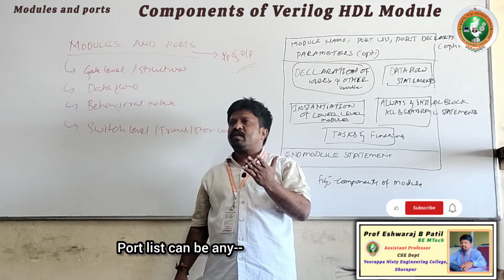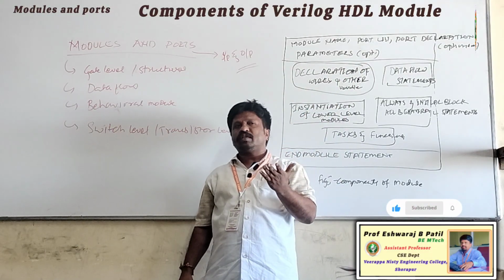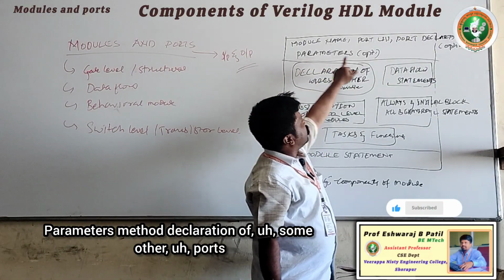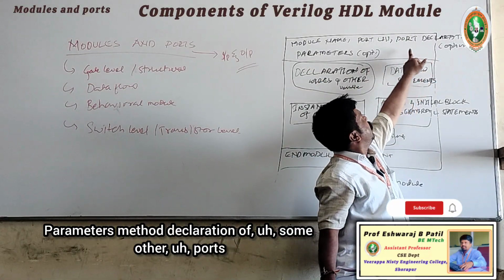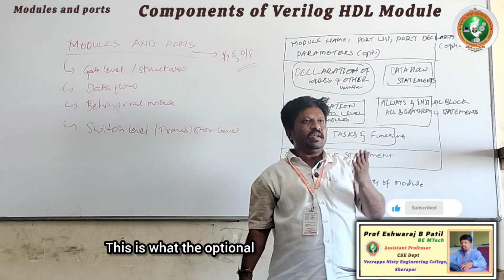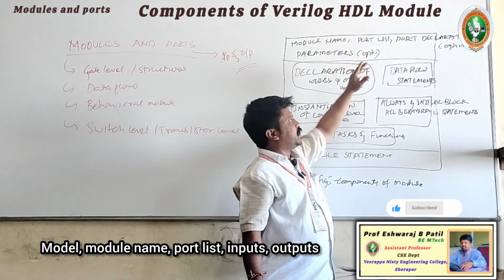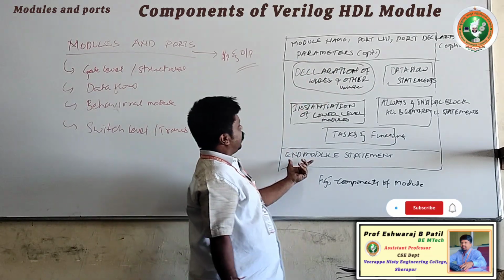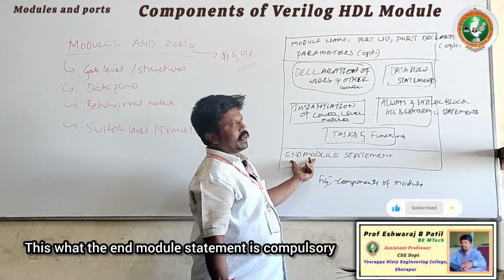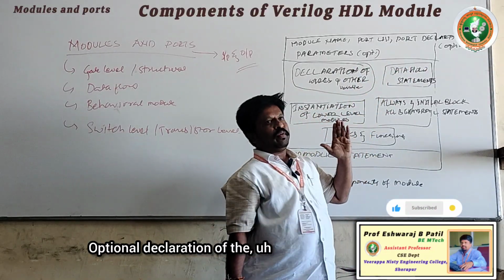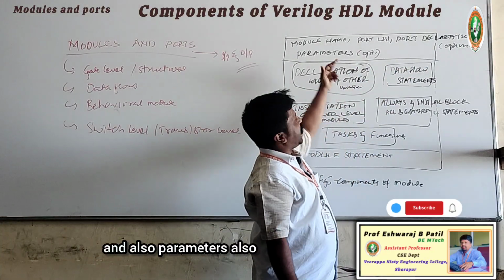The port list can be any inputs and outputs; yes, inputs and outputs, you have to mention. But the parameters and the declaration of some other ports are optional. Compulsory are the model name, port list, inputs and outputs, and the body. The end model statement is compulsory. Optional is the declaration of the ports and also parameters.